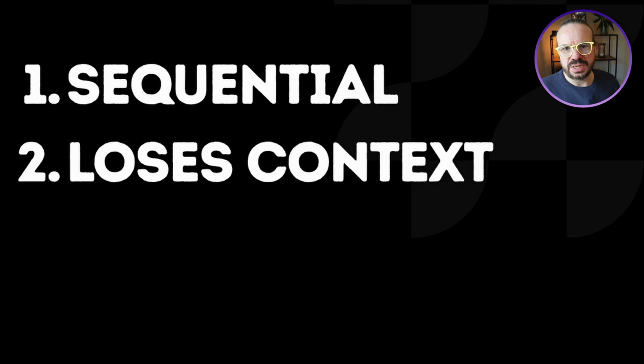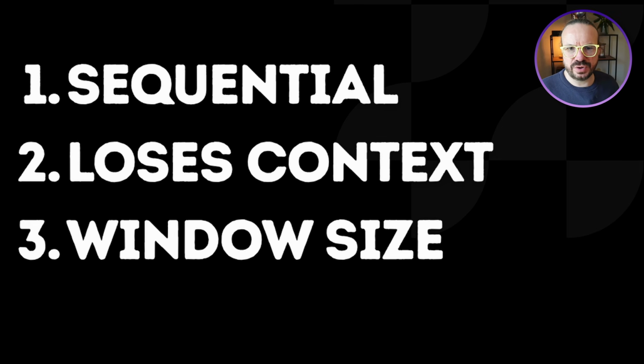Number two, it loses context. By the time it gets to your documentation, it's already forgotten the details from the code review. One agent trying to hold your entire project in its head at once. These things just start slipping through the cracks. And number three, it runs out of room. Every AI model has a context window, and one agent doing everything fills it up fast. The more you pile on, the worse each individual task gets.